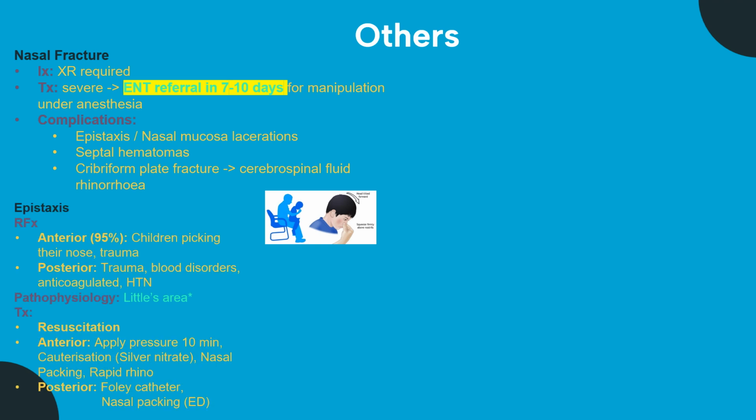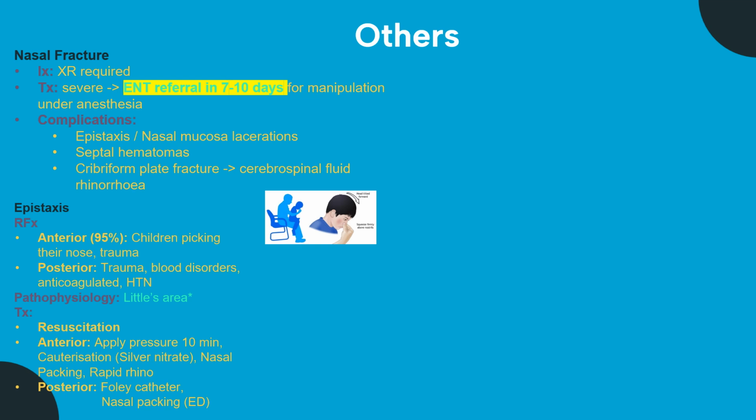So epistaxis, also known as nosebleeds, is very important to get your head around. So most of them are what we call anterior nosebleeds. So most commonly it'll be a child picking their nose a lot. Maybe they'll have some trauma to the nose. It's also posterior. These are much less common. They can be caused by trauma, but also often due to something like anticoagulation, so patients on long-term anticoagulant therapy, blood disorders, or maybe they have hypertension, which is causing them to blow blood vessels, for example.